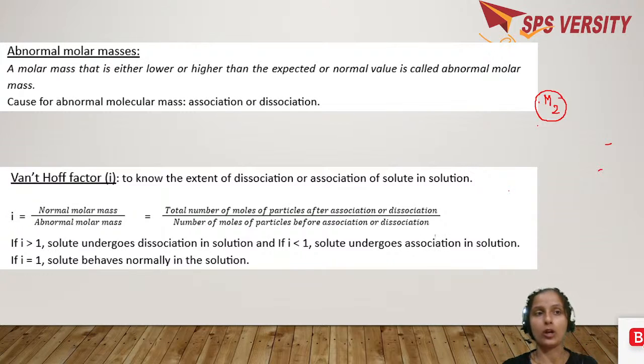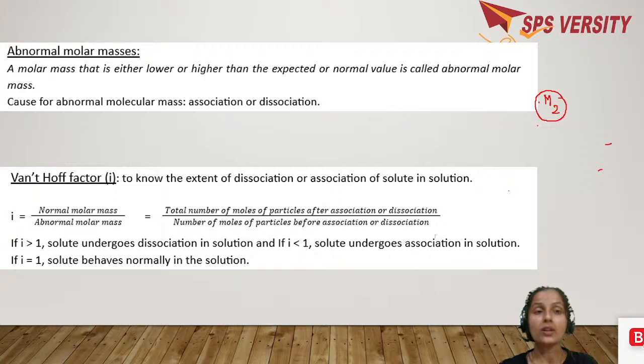What is abnormal molar mass? Any molar mass value which deviates from the regular value, either higher or lower. You can take both the extremes. Just like if you're normal, that's called normal weight. If you are having extra weight or if you have less weight, both are considered abnormal situations, right? The same way, the molar mass which can be either higher or lower than the calculated one or the theoretical one is called abnormal molar mass.